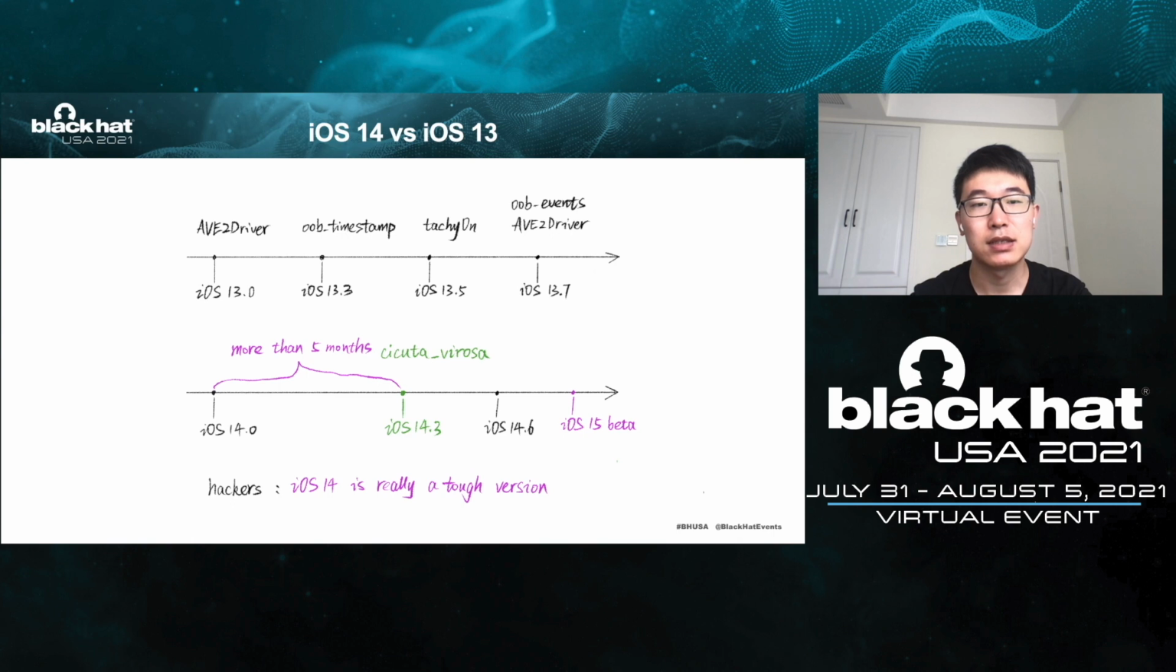But things changed in iOS 14. Since the first version of iOS 14, we got the first kernel exploit after more than 5 months. This is really a long period of time. Now iOS 15 beta is testing. Maybe iOS 14 will come to the end of its life cycle. There is still only one public workable kernel exploit, so iOS 14 is really a tough version.